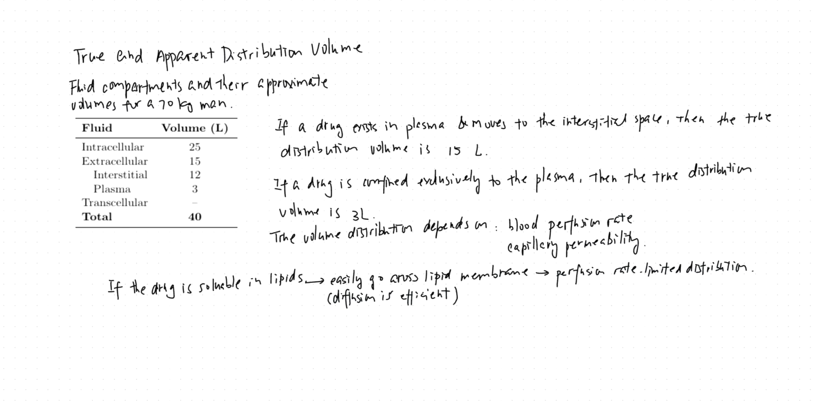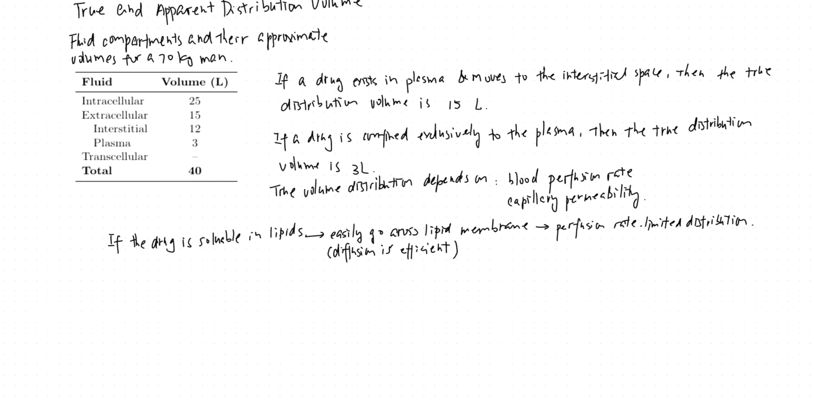On the other hand, if the drug is not permeable to the capillary, then it cannot diffuse easily. This is called diffusion rate limited.